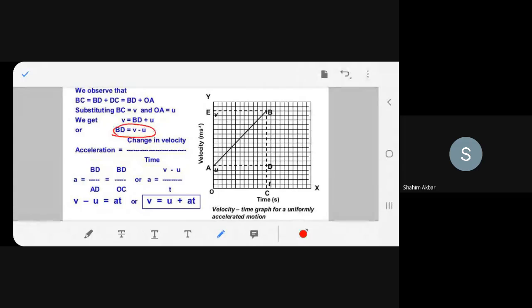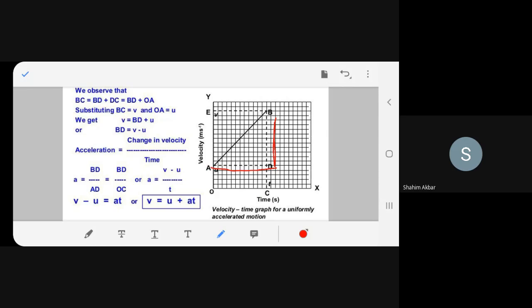What is v minus u? There is a change in velocity. You agree or not? v minus u is a change in velocity. But instead of v minus u, we will write BD. Yes? And what is time? OC is equal to AD. But when I'm taking BD, obviously I will take AD. If I take BC, then I will take OC. I think you know all these simple hints how to solve the equations. So what I'm taking right now, I'm concerned with BD. So obviously I will not go for OC. So instead I will go for AD.